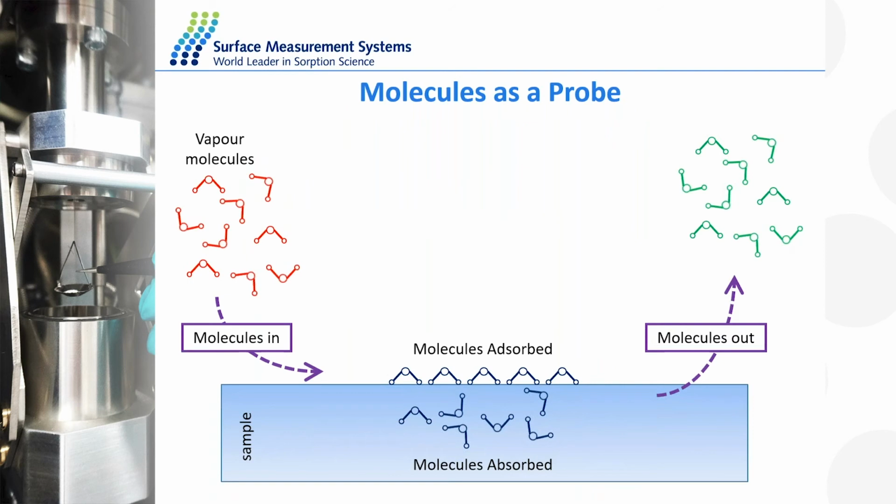So really what we do is we introduce particular vapor molecules into our material, and they can either adsorb on the surface or be absorbed into the bulk. So this is the process of sorption. We can also measure desorption, so when these molecules leave our sample.